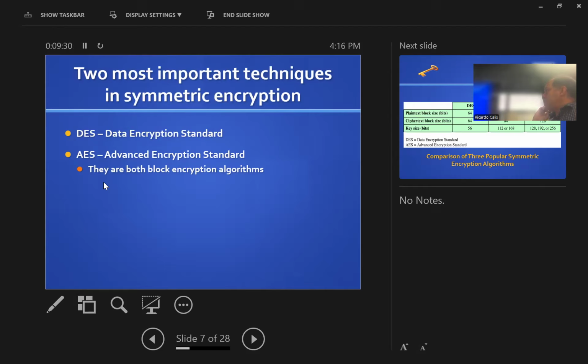So there's DES, the Data Encryption Standard, that was broken in the 90s. AES, the Advanced Encryption Standard, and they are both block encryption algorithms, as we have seen.